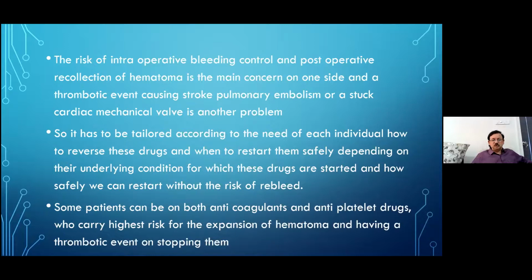Some patients can be on both anticoagulants and antiplatelet drugs, which carries the maximum risk of expansion of the hematoma and of having a thrombotic event if they are stopped.